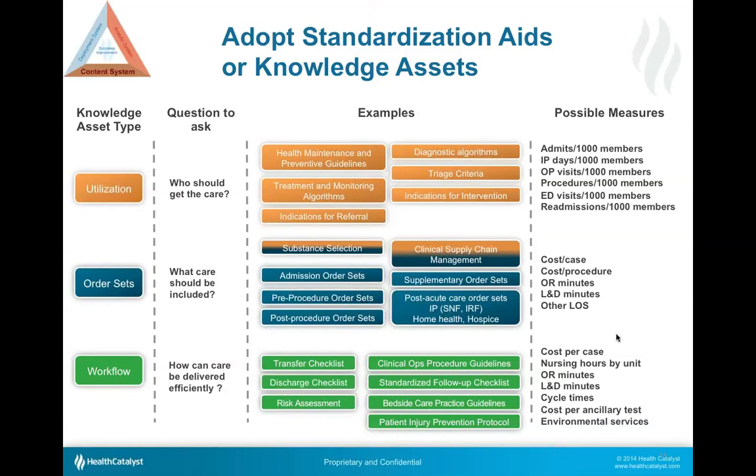So once we've decided that care should be given, what should be included in that care? These could be admission order sets, pre and post procedure order sets, or supplementary order sets. Also includes which medications or substances should be selected, and what supply chain components will be a part of this patient's care. Often these are not standardized as well. And so if we can identify, for example, with appendectomy patients, there may be a particular antibiotic which has been shown to be most effective, piperacillin. And so is that the default order set?